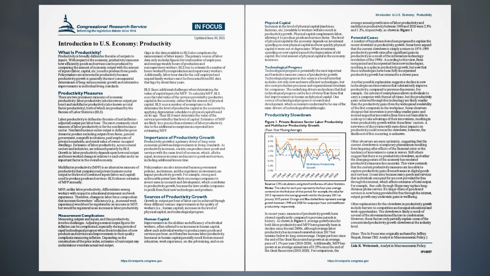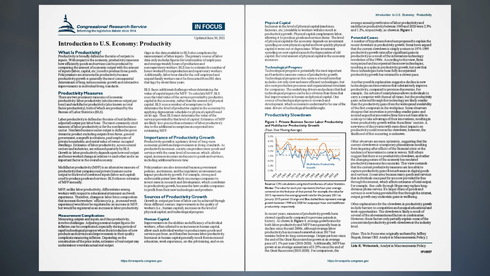Policymakers are also interested because government policies, institutions, and the regulatory environment can impact productivity growth. For example, strong and enforceable patent laws likely encourage companies to invest more in research and development, which contributes to productivity growth, because the laws enable companies to profit from their new technologies and products.